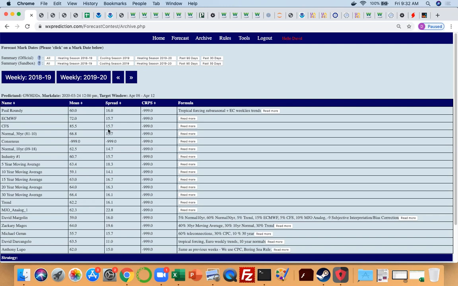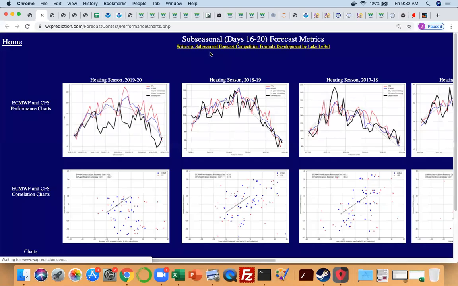Okay. All right, so let me start off by mentioning this new addition under the archive. If you click on the performance charts, we have some new performance charts. We hope to be adding to this over time, but right now you have 2 rows of data: EC and CFS performance charts and correlation charts.